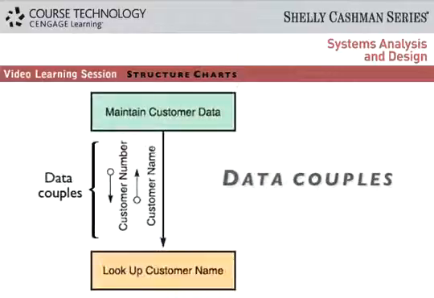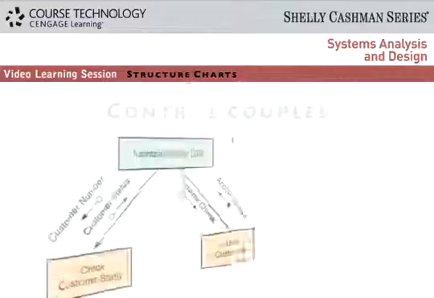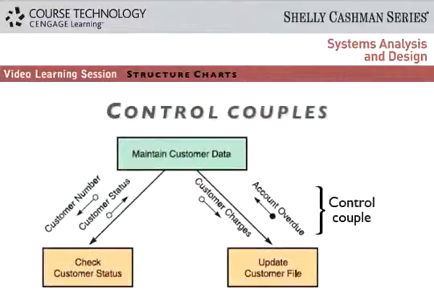Data couples show data that one module passes to another. A data couple is represented as an arrow with an empty circle. The data name is shown as a label. Control couples detect a specific condition in one module and signal an action to another module. A control couple is represented by an arrow with a filled circle, and the condition is shown as a label.